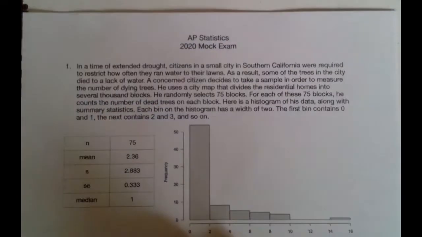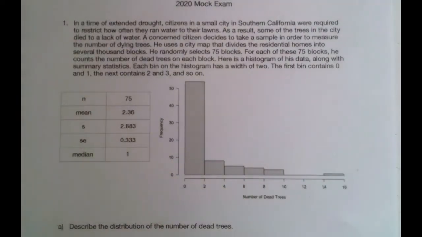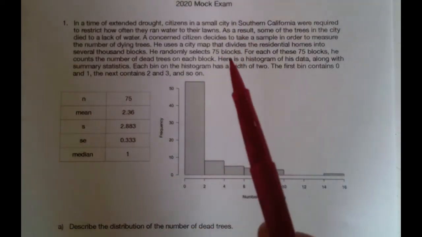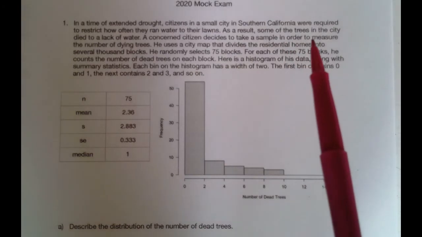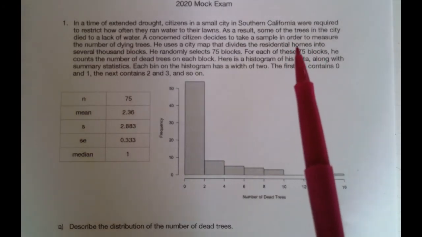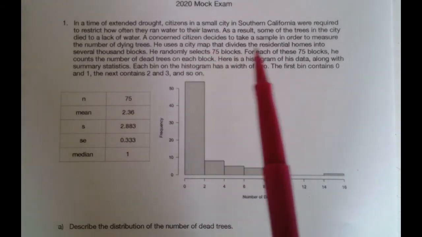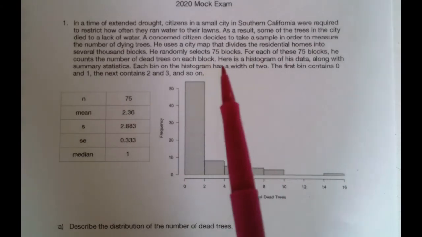Okay, this is the mock exam that I posted in Google Classroom. So it says, in a time of extended drought, citizens in a small city in Southern California were required to restrict how often they ran water to their lawns. As a result, some of the trees in the city died due to lack of water. A concerned citizen decides to take a sample in order to measure the number of dying trees.